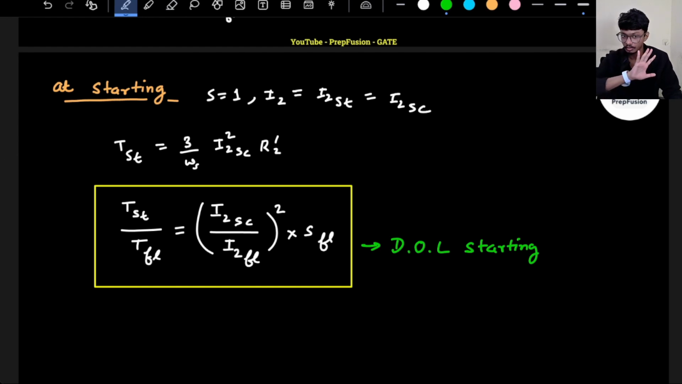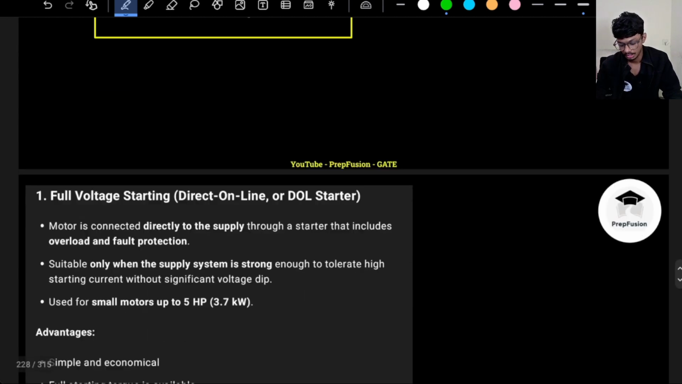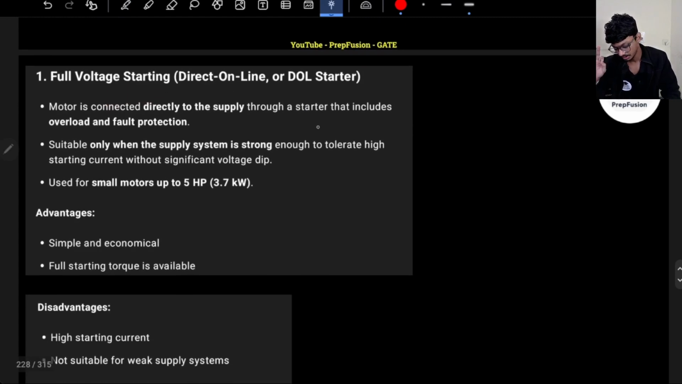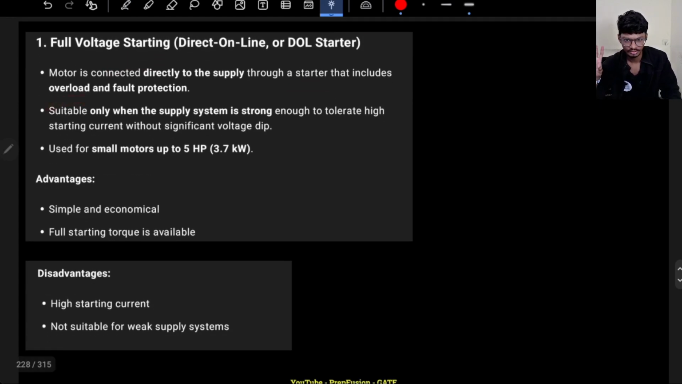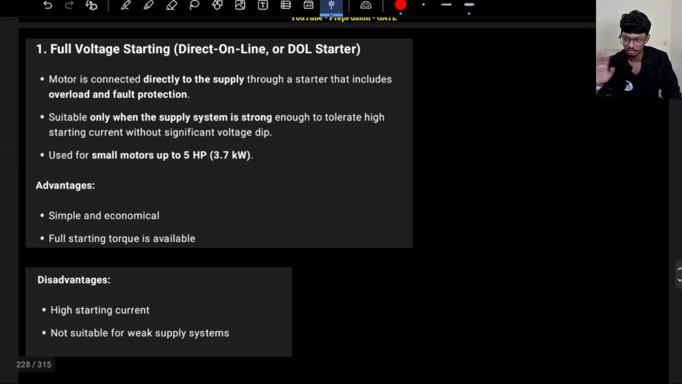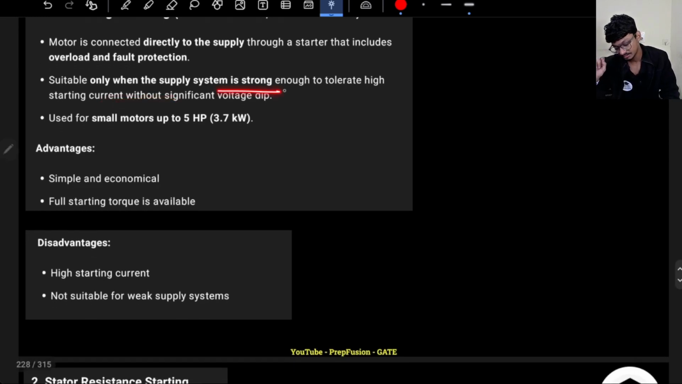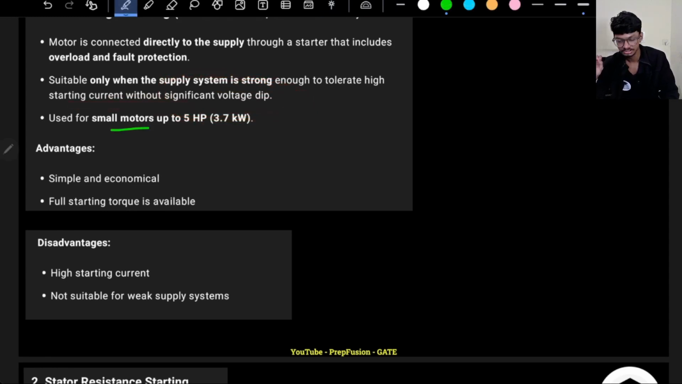Now, this is without any external resistance, nothing added till now, just the basic thing. The next is full voltage starting, where the motor is directly connected to the supply through a starter. That includes over voltage and short circuit fault protection. I am not discussing how it is done, there are a few magnets and stuff. We are mainly concerned about the starting portion. It is suitable only when the supply system is strong enough to tolerate high starting currents without significant voltage drop. It is used in small motors where the starting current may not go very high, because the rated current is already very low, so the supply can handle it.